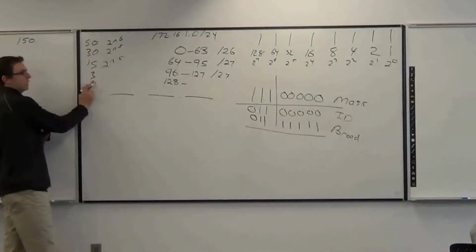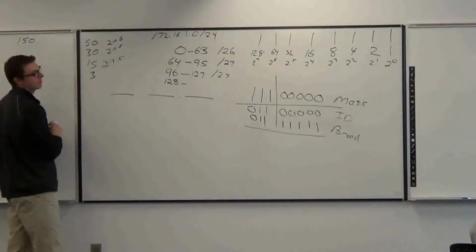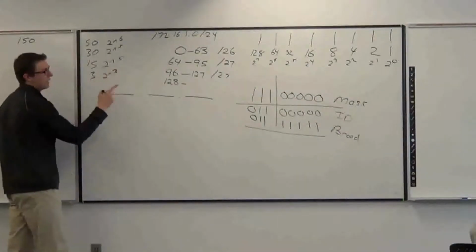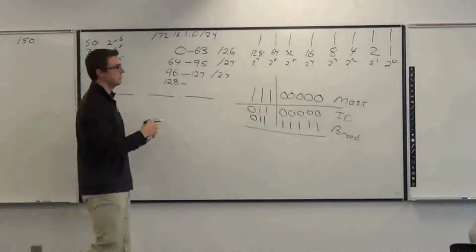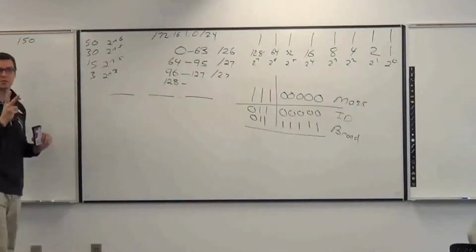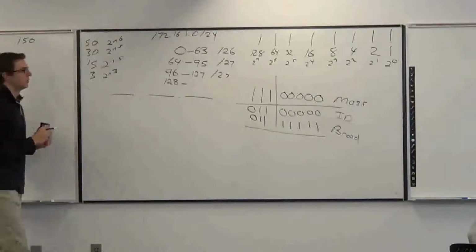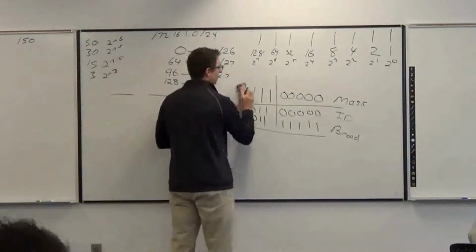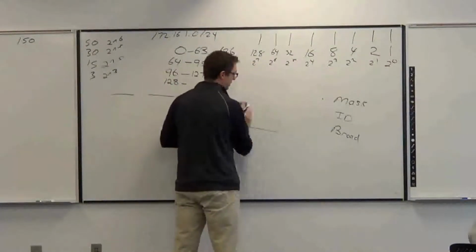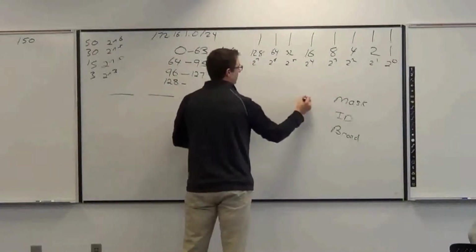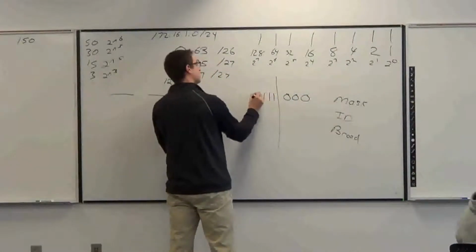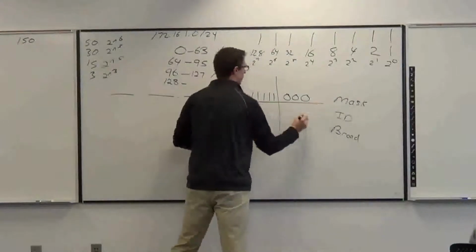Stop and ask myself, 2 to what power for 3? I have to bump up to 2 to the third, yep. I cannot use 2 to the second, because 2 to the second only actually gives me 2 possible addresses. So 2 to the third tells me that I have 3 zeros on the right-hand side. 1, 2, 3, 4, 5, 6, 7, 8. Okay.